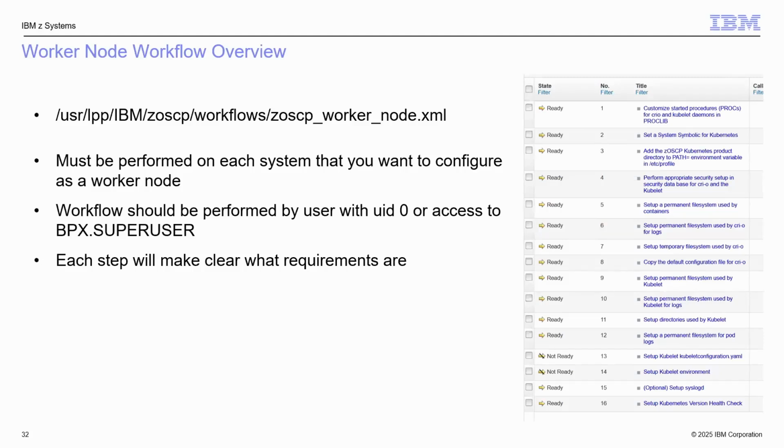Just like with the other two parts, we have another workflow. This workflow you have to run once on every system that you want to be a worker node. So unlike the ZCPA, where you might need to run the ZCPA workflow twice on one system if you want two ZCPAs on that system, this one you need to just run once. Most of these steps are manual, but they will walk through what's needed, similar to the base z/OSCP setup. And you will need UID 0 or access to BPX.SUPERUSER.